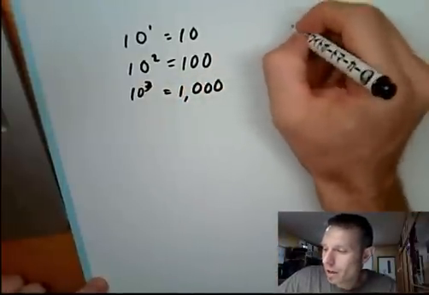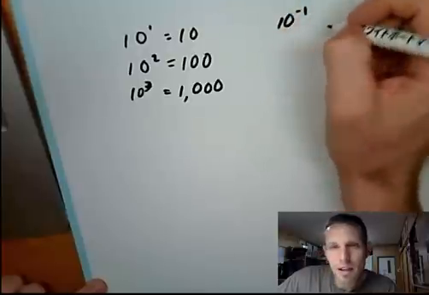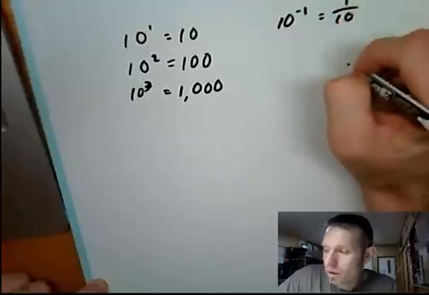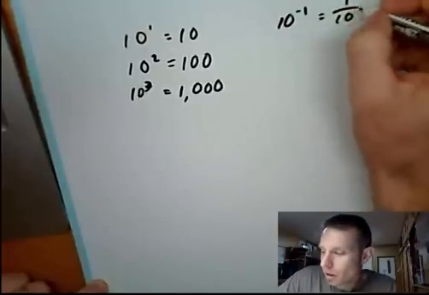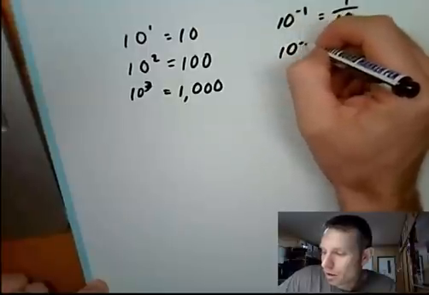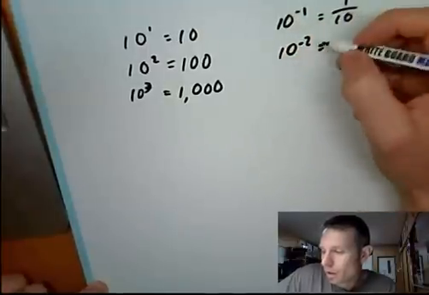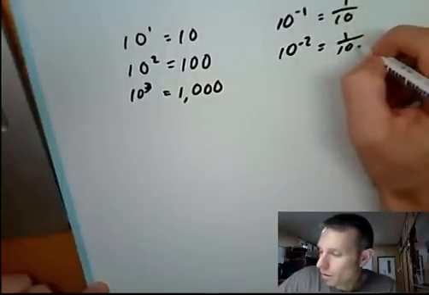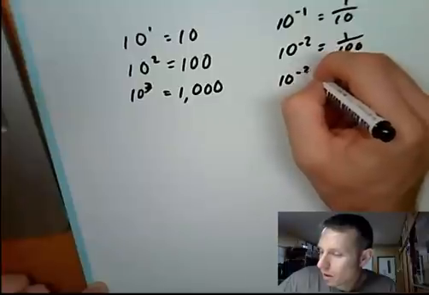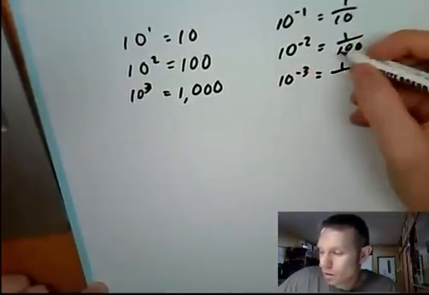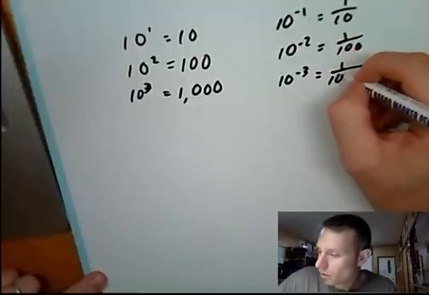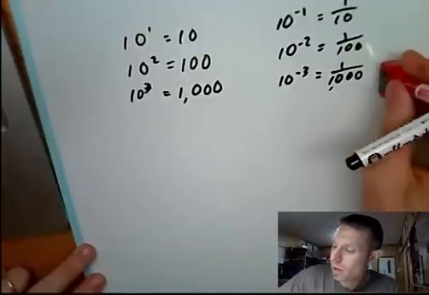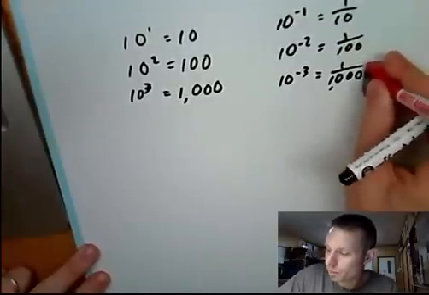Now, if we have a negative exponent, for example, 10 to the negative 1, that actually means 1 over 10. That's what the negative exponent means there. So 10 to the negative 2 will be 1 over 10 times 10, which is 1 over 100. And 10 to the negative 3 power is 1 over 10 times 10 times 10, which is 1 over 1,000. So that's a very quick lesson about negative and positive exponents with a base of 10.